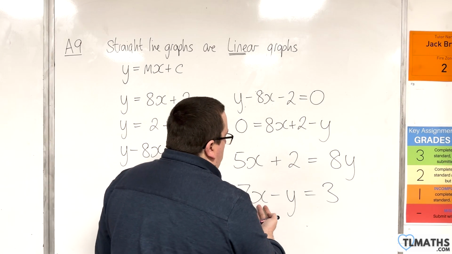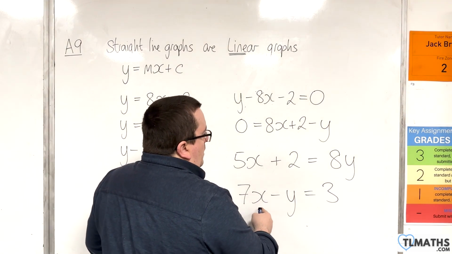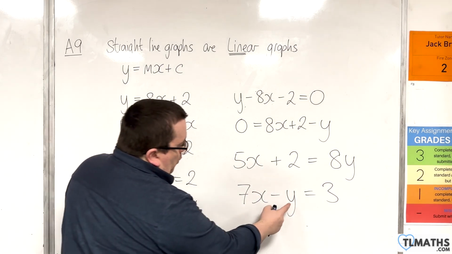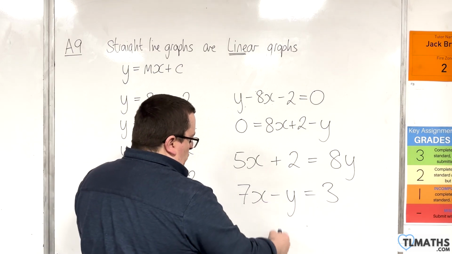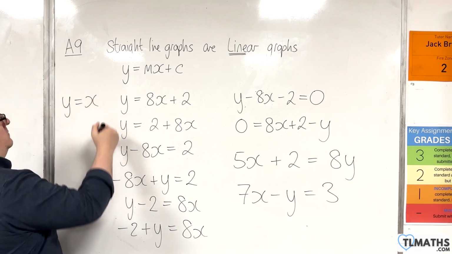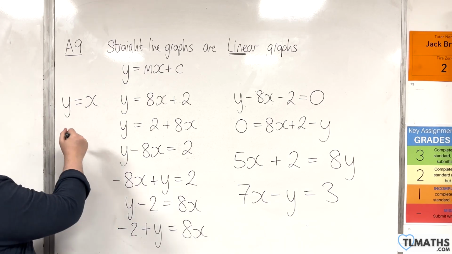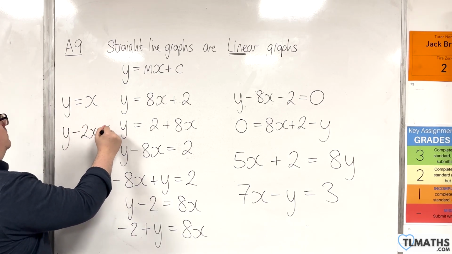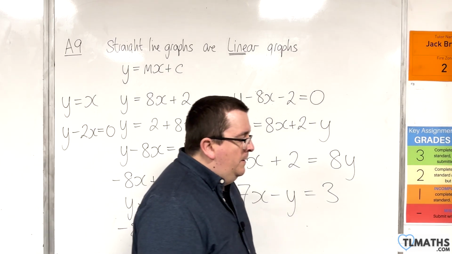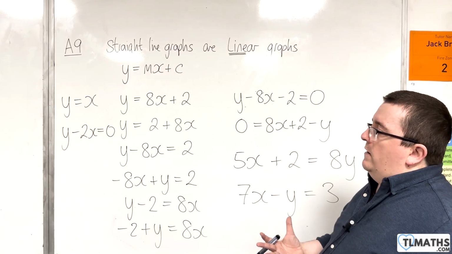The x here is a linear term. We refer to it as a linear term because it's not x squared, it's not x cubed, it's just one single x, x to the 1. Y is linear as well because it's just y to the 1. You could have y equals x. That's a straight line graph. Okay? You could have y take away 2x is 0. Same thing, you've got one single x, one single y. Okay? So all of these are straight line graphs.